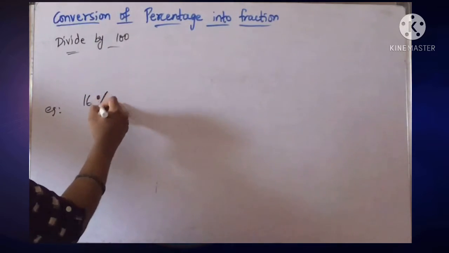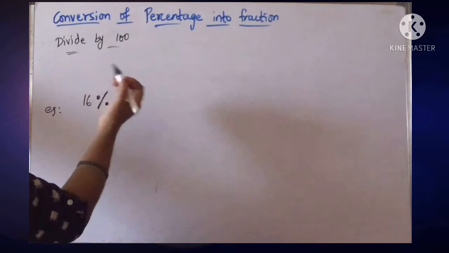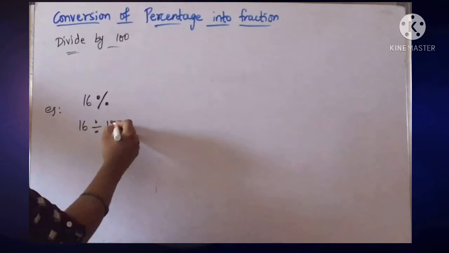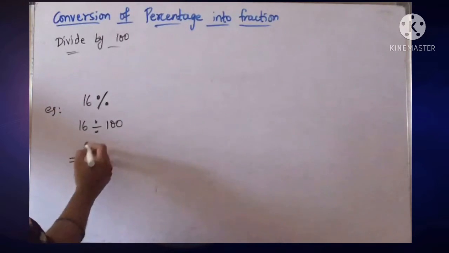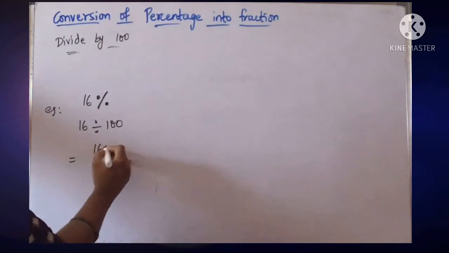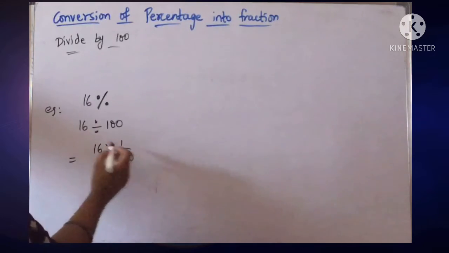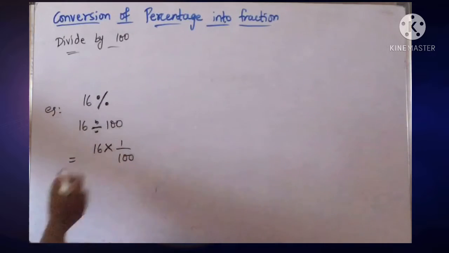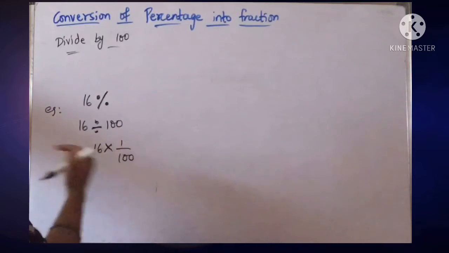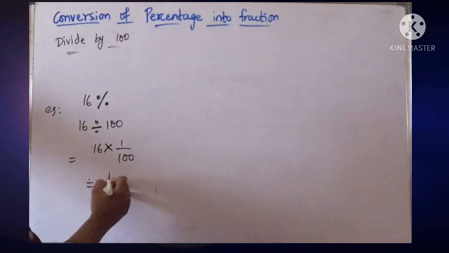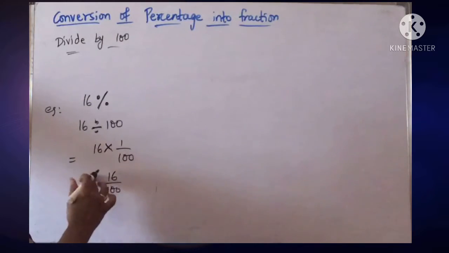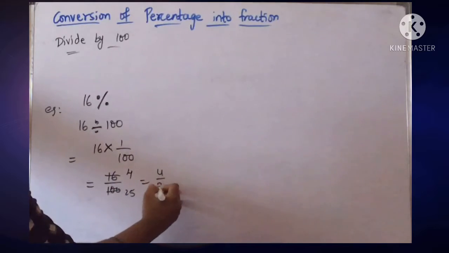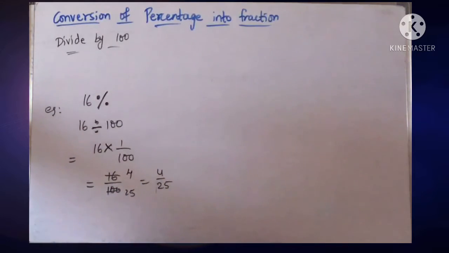To remove the percentage symbol and convert into a fraction, you just need to divide 16 by 100. So 16 divided by 100 is 16 into 1 by 100. To convert this division into multiplication, we take the reciprocal of the second number. So 16 into 1 by 100 is 16 by 100. When you cancel with the 4 table, 4 4s are 16, 4 25s are 100. So 4 by 25 is the fraction.